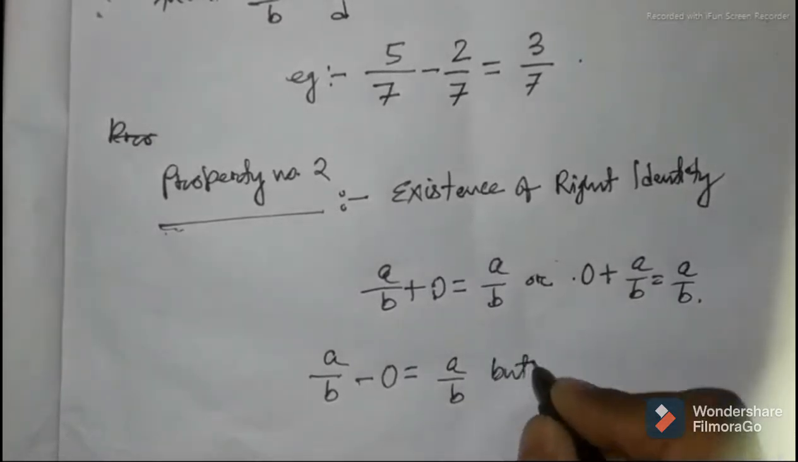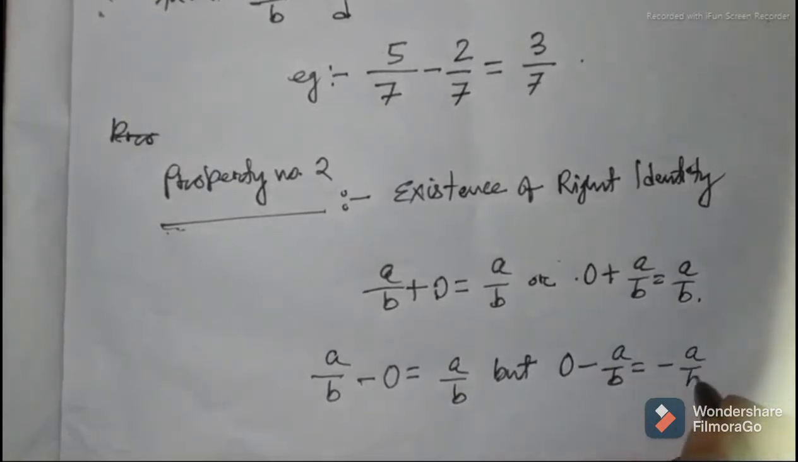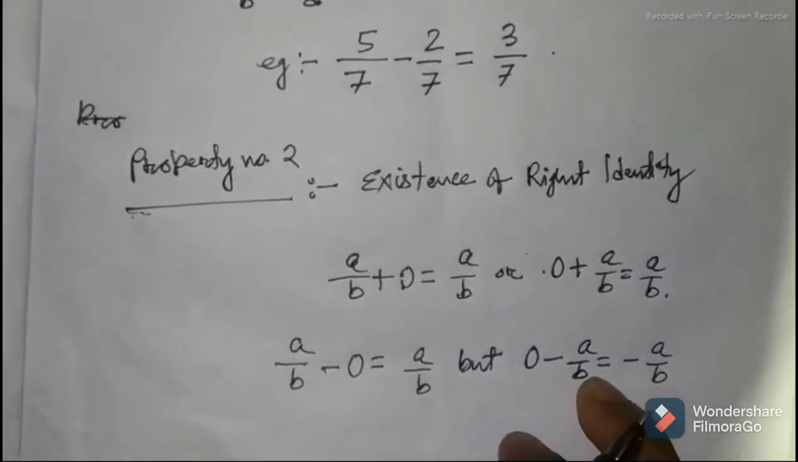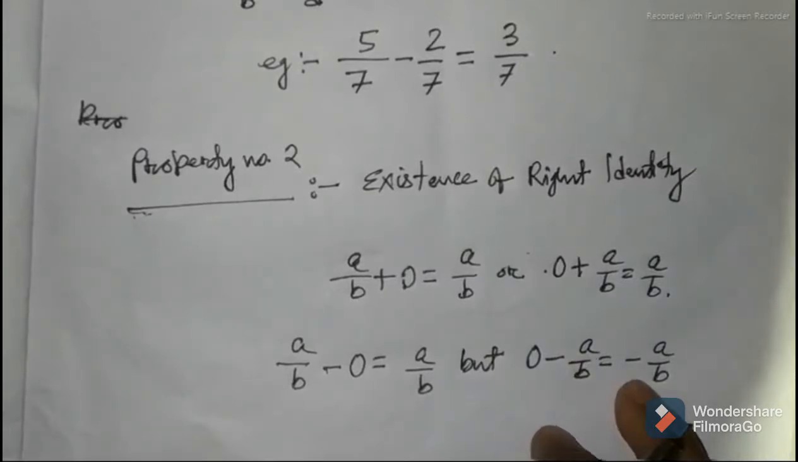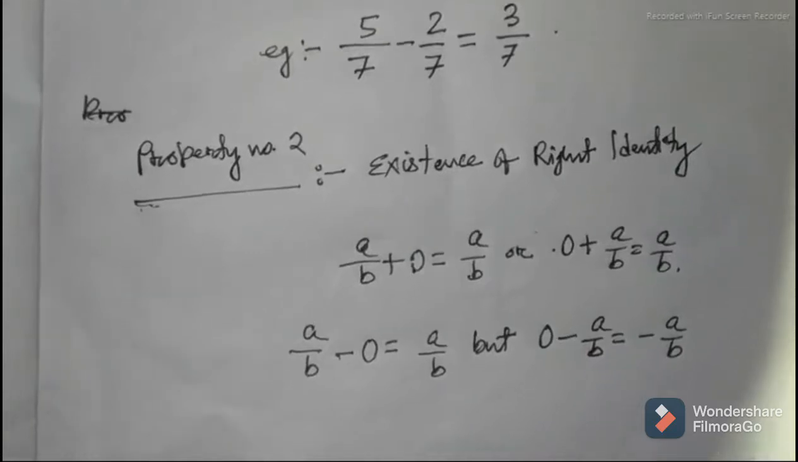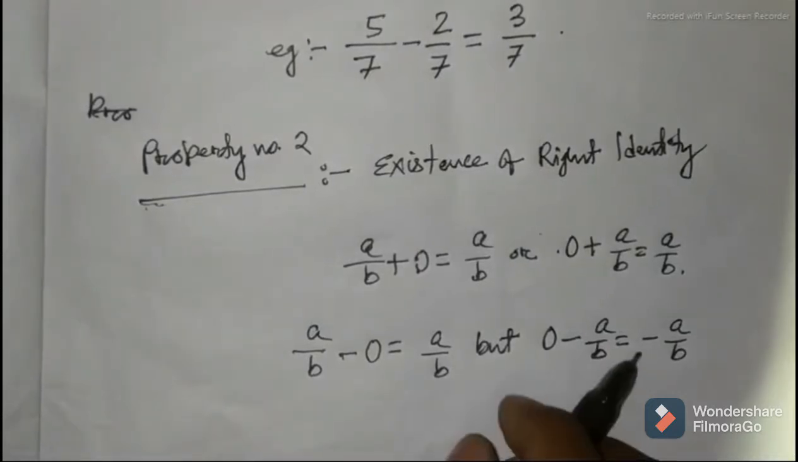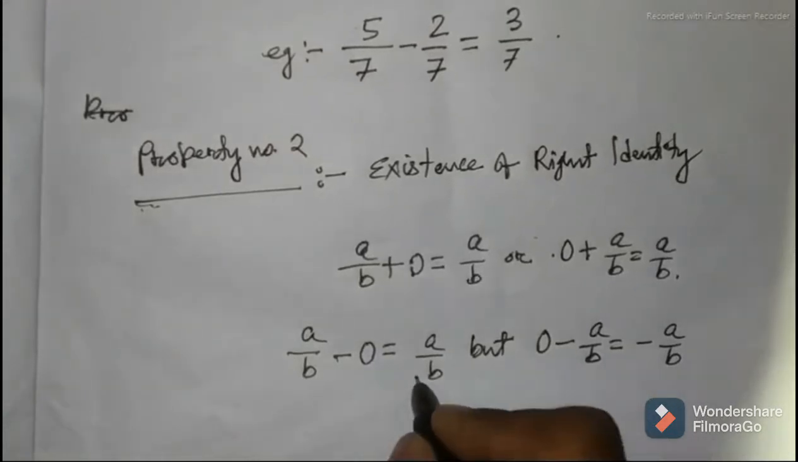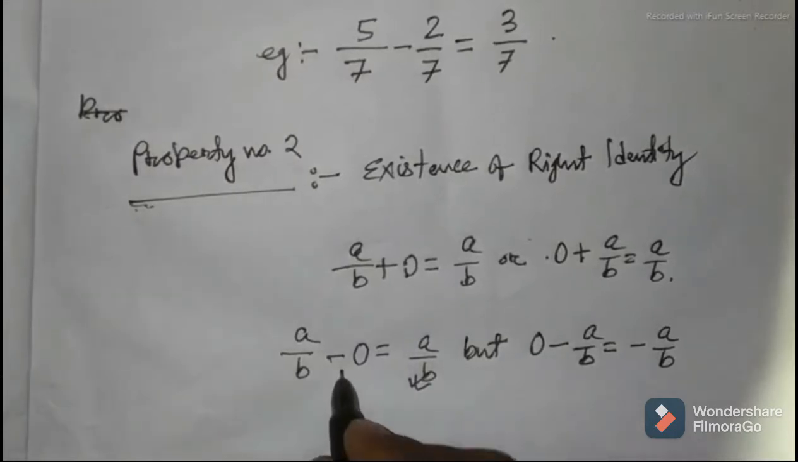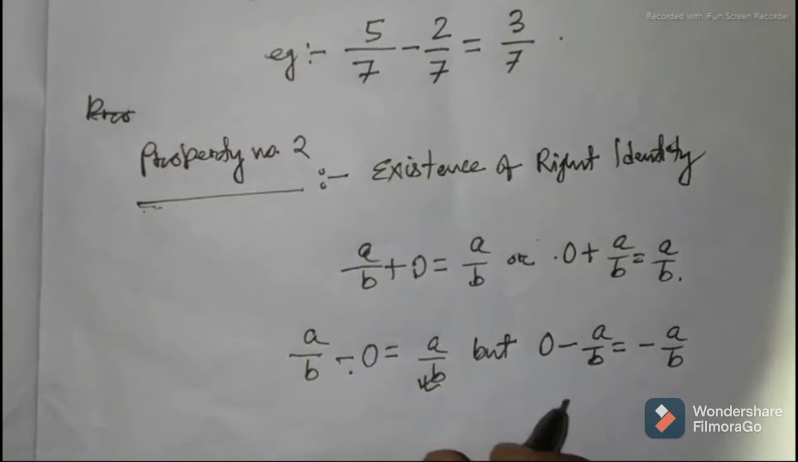But 0 minus a by b, we get minus a by b. In this case the identity is not retained because it is not equal, because we are getting the negative of a by b. So therefore we can say that only the right identity exists for subtraction, because the same number is retained only when 0 is taken on the right side. Therefore it is said that only the right identity exists for subtraction.